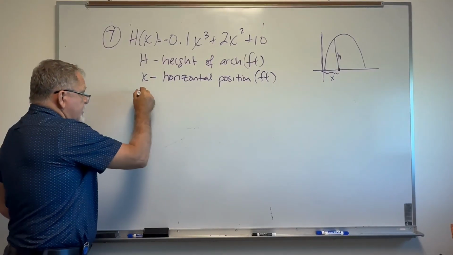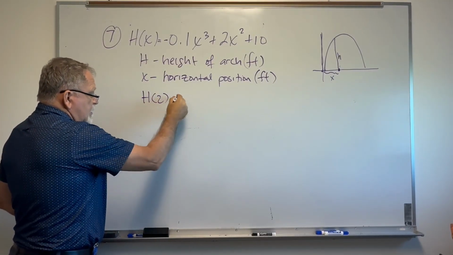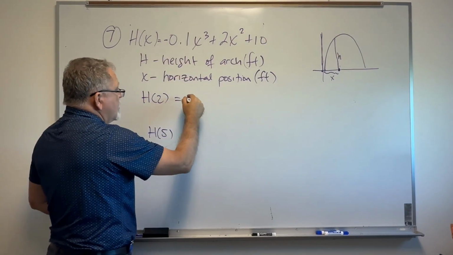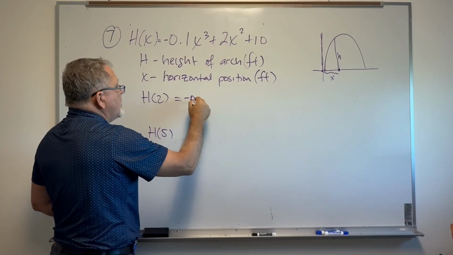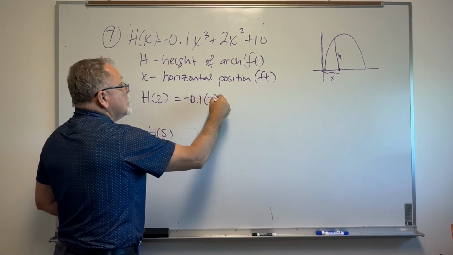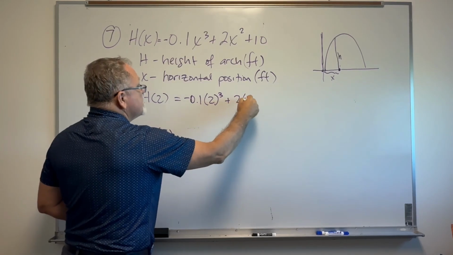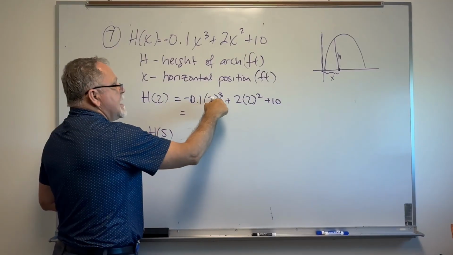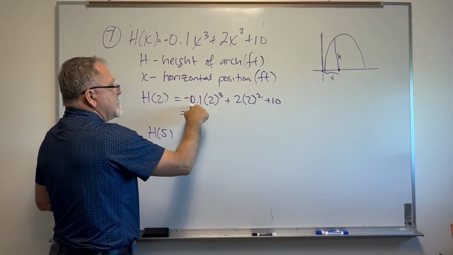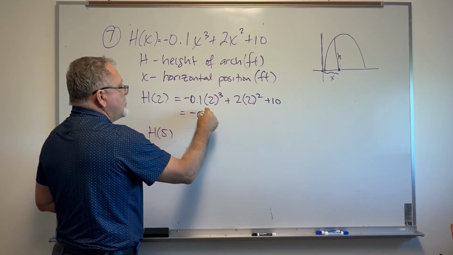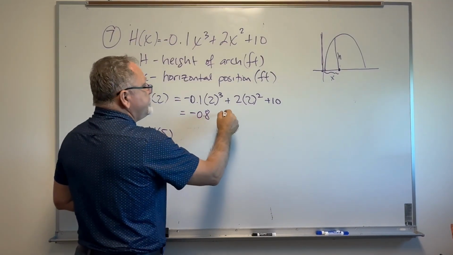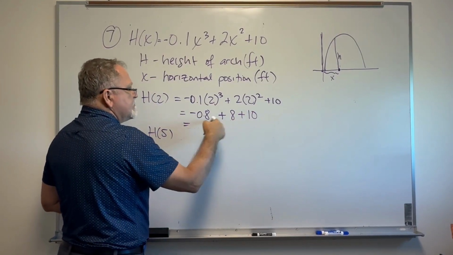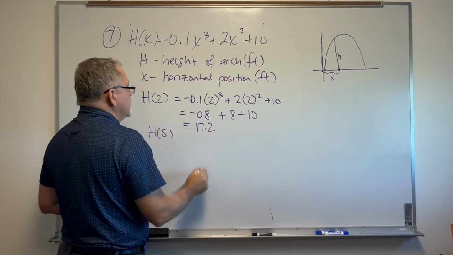So the first thing we need to figure out is what is h of 2 and what is h of 5. So h of 2, we're just going to go up to our equation. We've got a negative 0.1 times 2 cubed plus 2 times 2 squared plus 10. So I've got, let's see, 2 cubed is 8 times a tenth. That would be 0.8. So I've got negative 0.8 plus 8 plus 10. Or altogether, what is that? 18 minus 0.8. So that'll be 17.2.